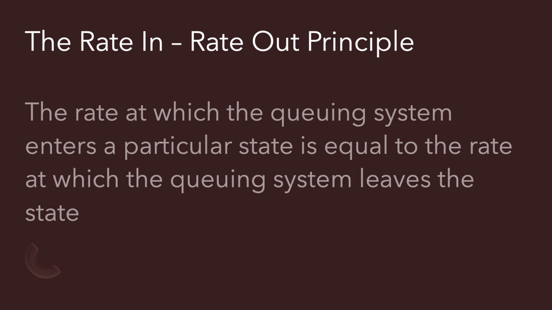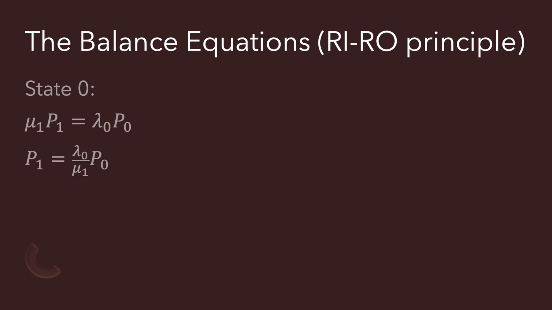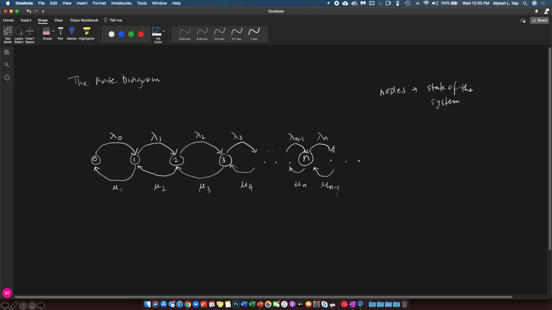There is a mathematical proof to this, which is already outside the coverage of our module. However, what we need to understand now is the implication of this rate in, rate out principle. So what is the implication? The implication is that we will have what we call the balance equation. Now, before I go to this set of balance equations, let me go back to my notepad first.